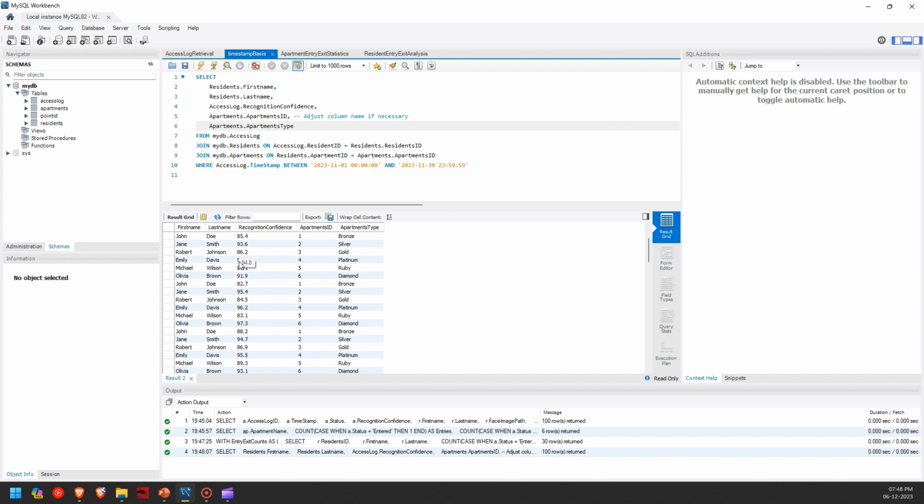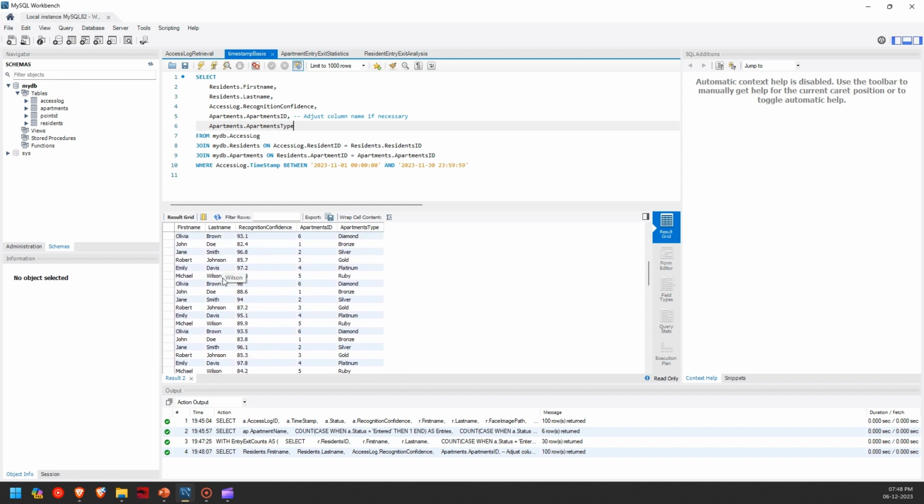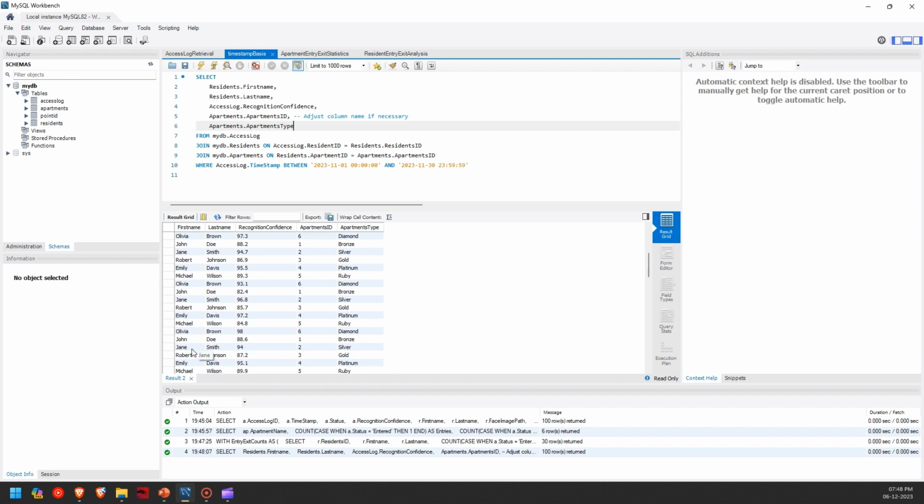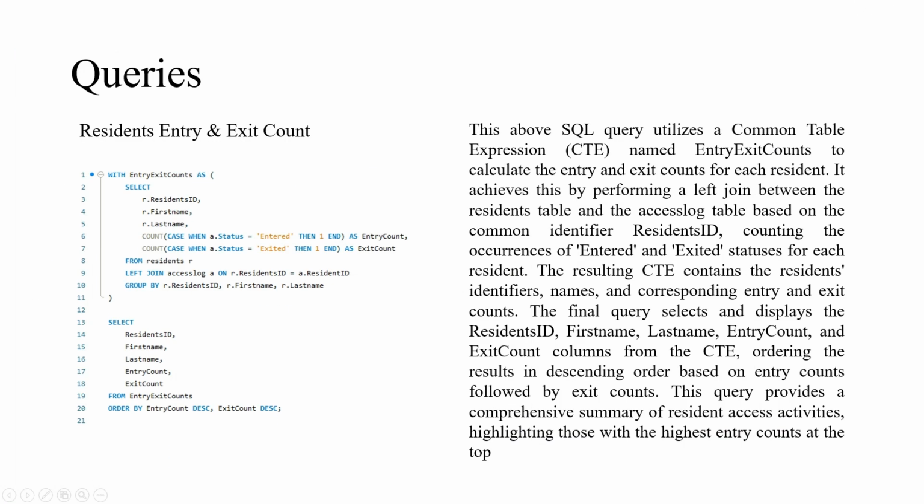So these many people have entered those apartments, and this is the confidence with which they were recognized each time they entered. There might be multiple entries based on the dates. John Doe has entered today, and he might also enter and exit tomorrow as well. That's why we have multiple rows for each person, each with a separate confidence. Whenever he enters, it is recognized and the confidence is updated accordingly. So these are the total queries we have executed.